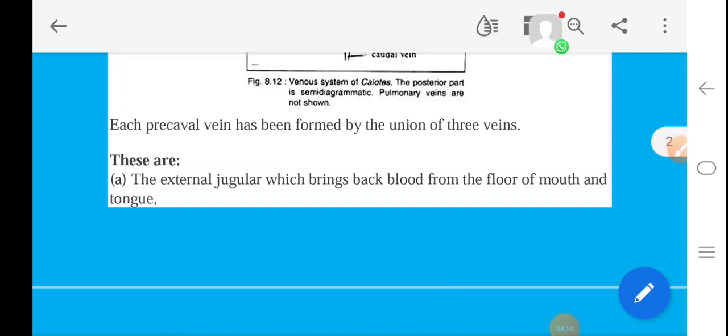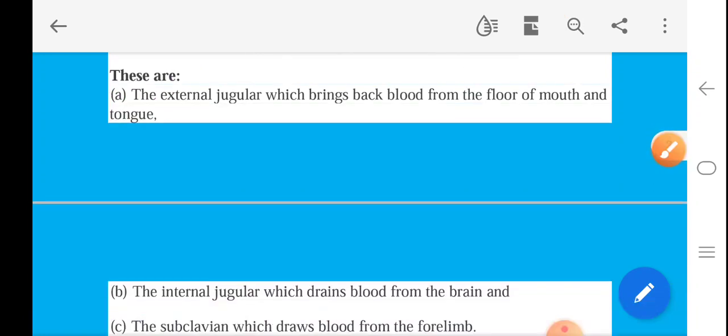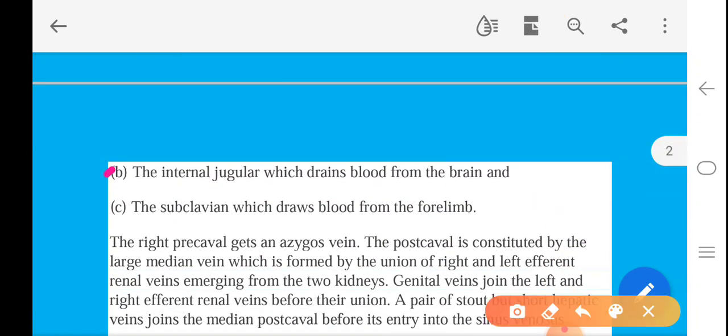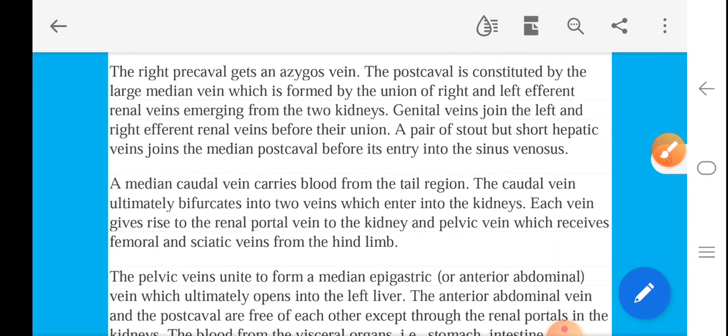So it says that each precaval vein is formed by the union of three veins. These three veins are the external jugular, which brings back blood from the floor of the mouth and tongue, the internal jugular veins, which drain blood from the brain, and the subclavian veins, which draw blood from the forelimb. The right precaval gets an azygous vein.